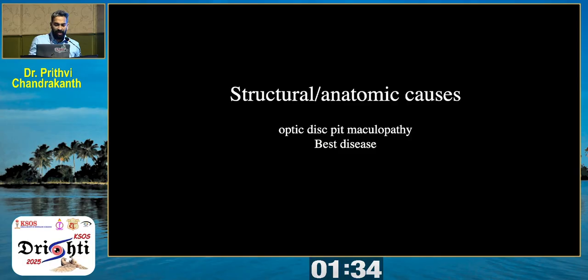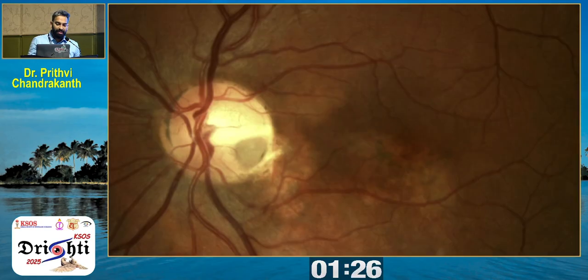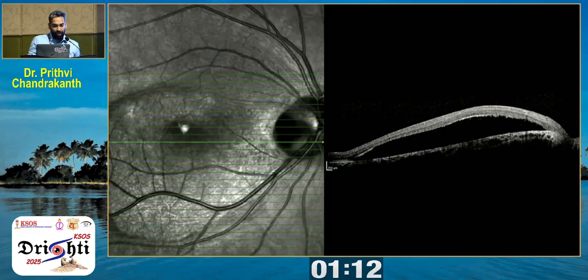And then we have structural and anatomical causes, two of them, that is optic disc pit maculopathy and Best disease. Over here you can see there is a small disc pit which can be seen clearly. So that could cause extravasation of fluid to the macular area. So that causes the macular SRF. So this is one cause, optic disc pit maculopathy.